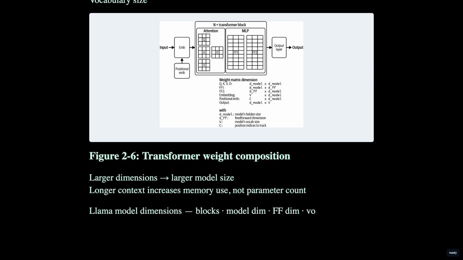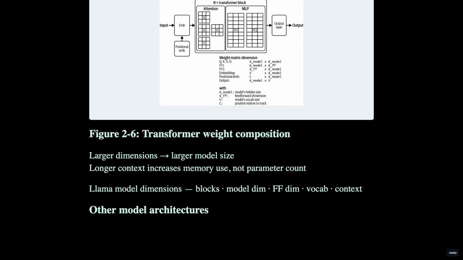This table compares architectural sizes across the Llama family: transformer blocks, model dimension, feed-forward dimension, vocabulary size, and context length. Note the clear split between Llama 2, with 32K vocab and 4K context, and Llama 3, which expands vocab and context to 128K and scales up model and feed-forward dimensions, culminating in a massive 405B variant with 126 blocks and a 16,384 model dimension. Now we'll survey other model architectures beyond the standard transformer.